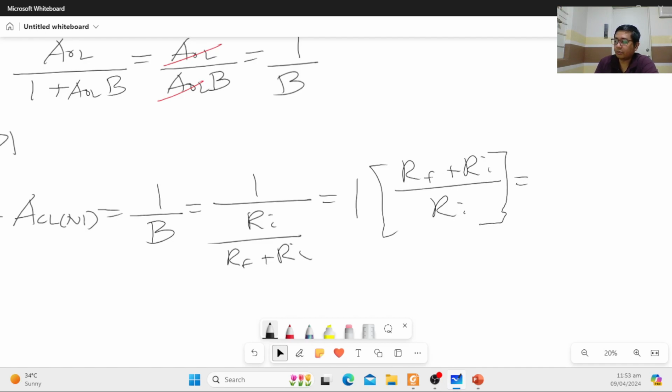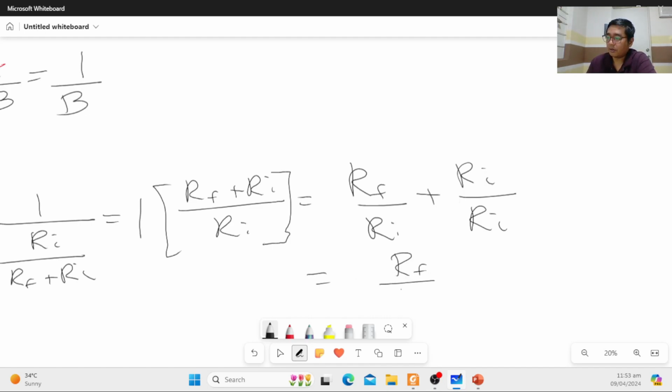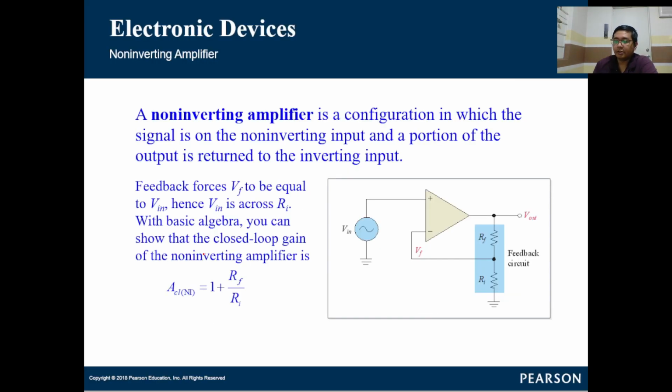So this is equal to RF over RI plus RI over RI. So we can divide RI by RI. So we have now RF over RI plus 1. And that is your closed loop voltage gain for the non-inverting operational amplifier. So that is why meron tayong ganitong equation for the voltage gain of the non-inverting amplifier.